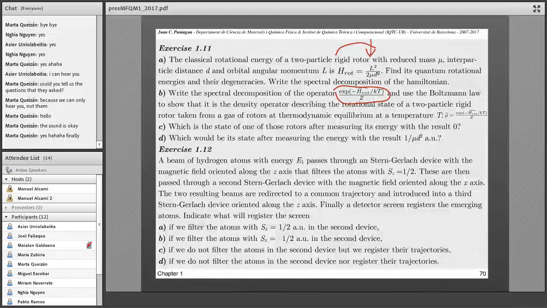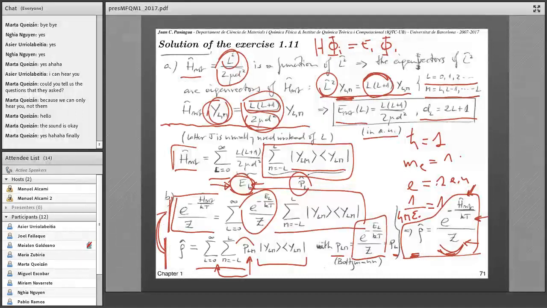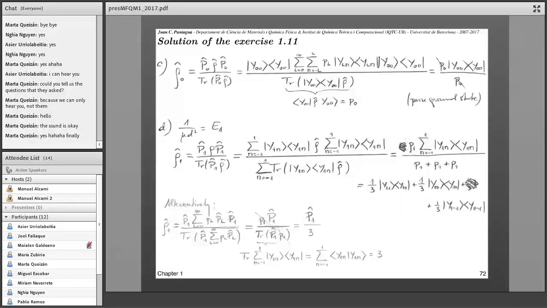There were more questions. Let me see. Which is the state of one of the rotors after measuring the energy with the result 0? Zero is the lowest eigenvalue of the Hamiltonian. What happens to the density operator after this measurement? Well, let's apply the fourth postulate, the collapse postulate, and see what happens.